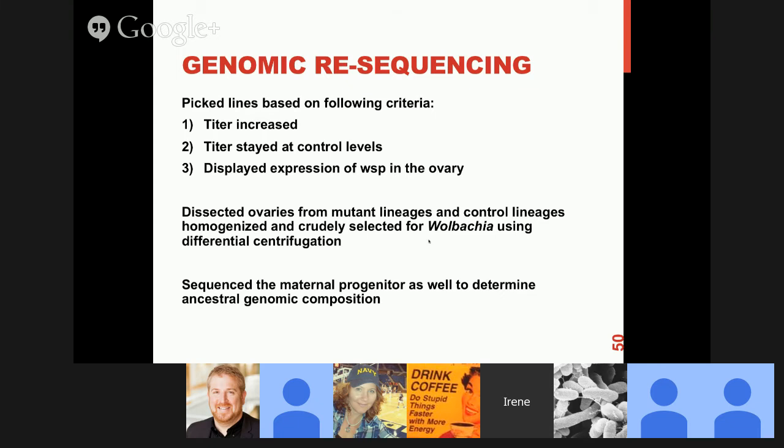And so what we did is dissect ovaries from these mutant lineages and control lineages, as well as homogenize them, and select for Wolbachia using differential centrifugation. And then we also sequenced the maternal progenitor to determine the ancestral genome composition and to make sure that any of the mutations that we observed in our passage experiments weren't there previously.